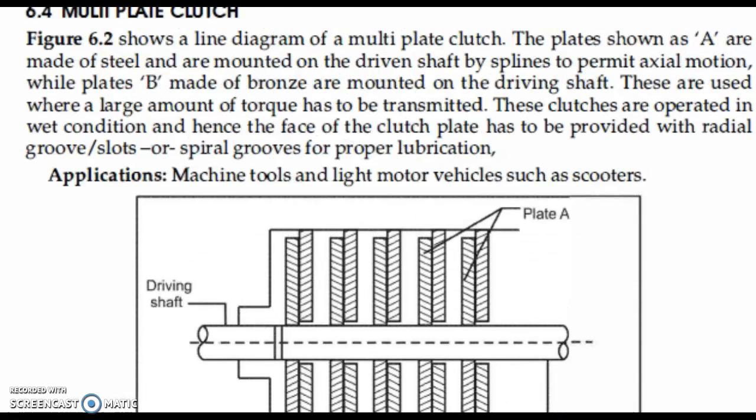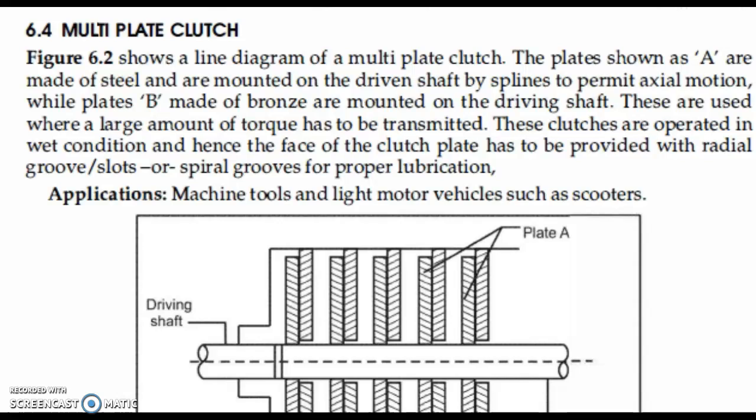Just listen. This figure shows a line diagram of a multi-plate clutch. The plates shown as A are made of steel and are mounted on the driven shaft by splines to permit axial motion, while plates B made of bronze are mounted on the driving shaft. These are used when a large amount of torque has to be transmitted. So this type of clutch is mainly used for machine tools and light motor vehicles such as scooters. Okay.